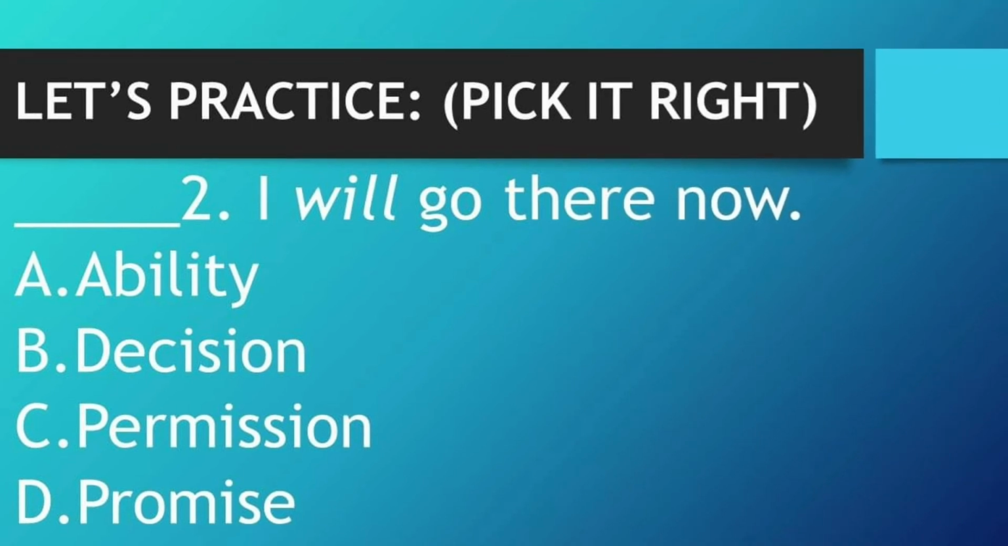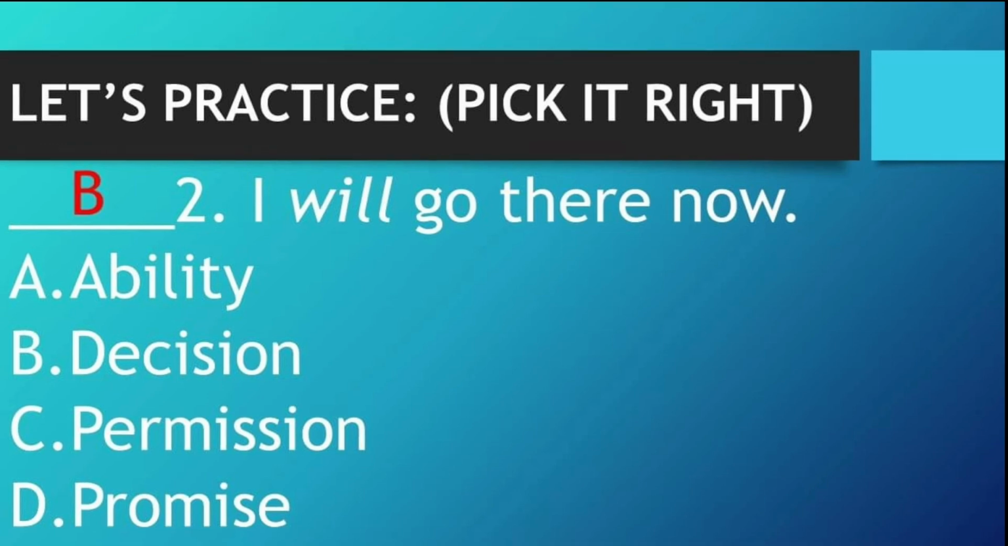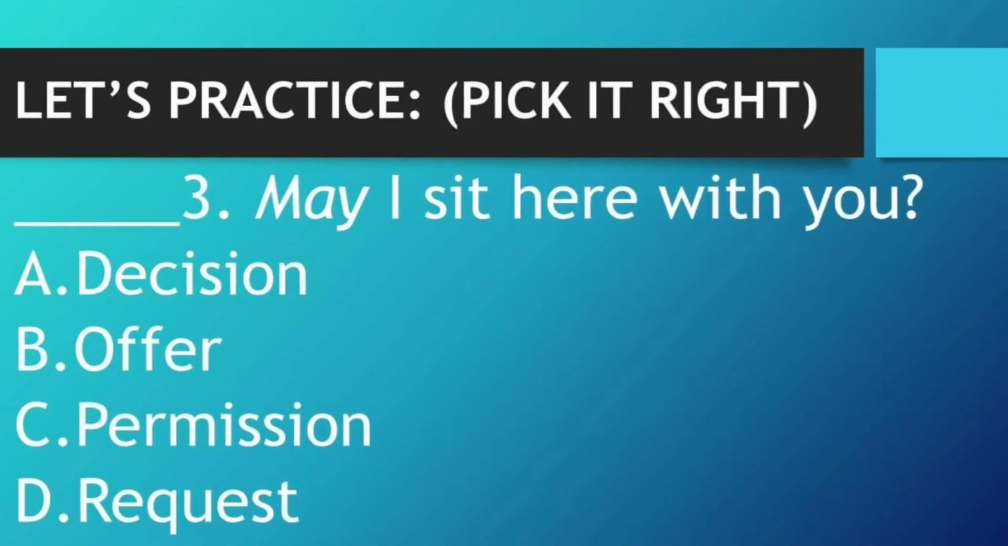Next, number 2, I will go there now. Is it A, ability, B, decision, C, permission, or D, promise? Time's up. The answer is letter B, decision. Next is number 3. May I sit here with you? Is it A, decision, B, offer, C, permission, or D, request? Time's up. The answer is C, permission.